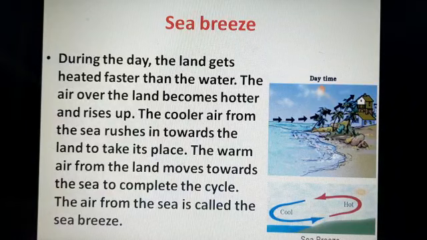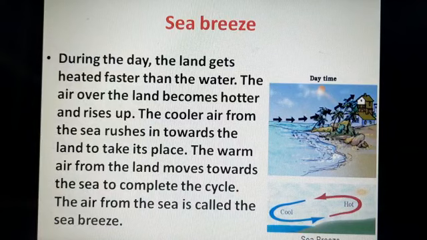Now sea breeze formation. Students, when we read the chapter, we read how the sea breeze is formed. Actually, during the day, the land gets heated faster than the water. The air above the land becomes hotter and rises up. The cooler air from the sea rushes in towards the land to take its place. The warm air from the land moves towards the sea to complete the cycle. And the air from the sea is called the sea breeze.